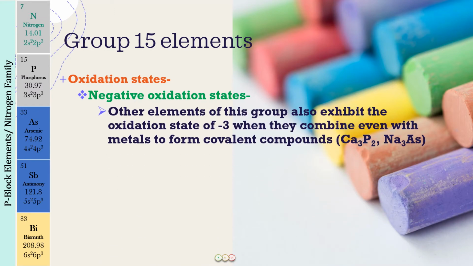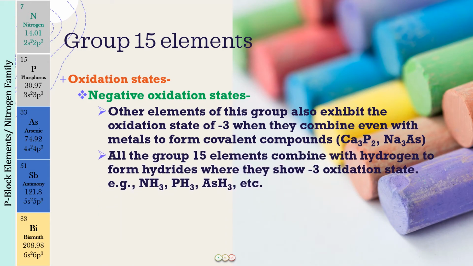The other elements of this group also exhibit the oxidation state of -3 when they combine with metals, because the metals have very low electronegativity values, and here they will be forming covalent compounds like calcium phosphide, sodium arsenide, etc. Okay.